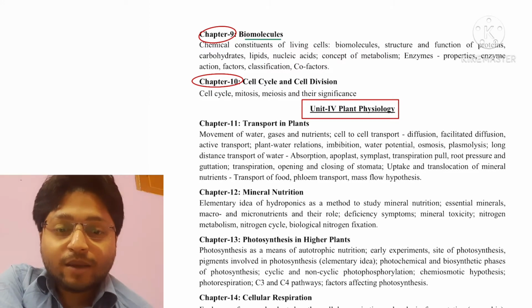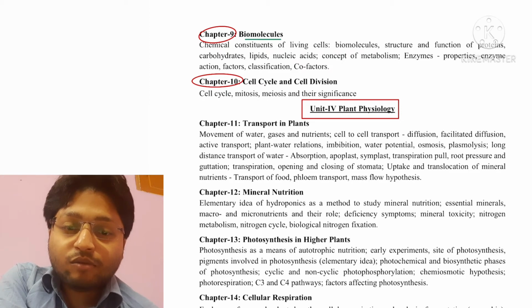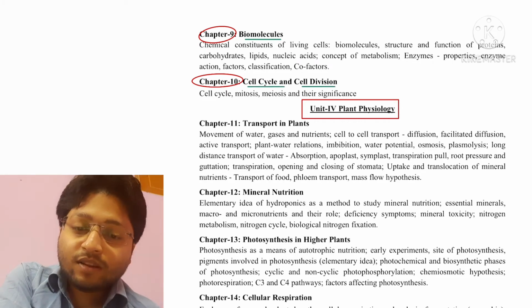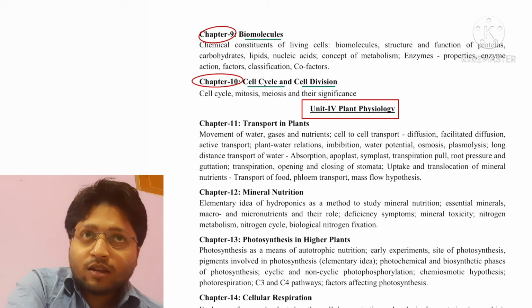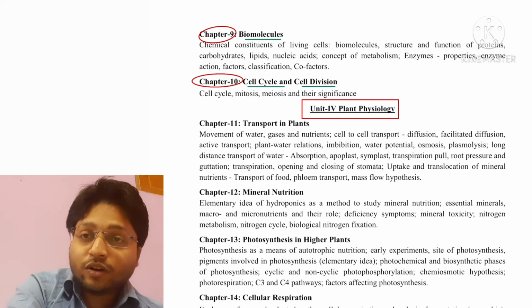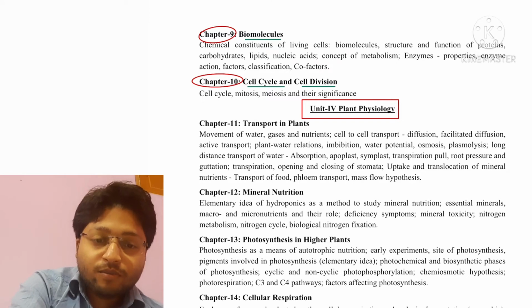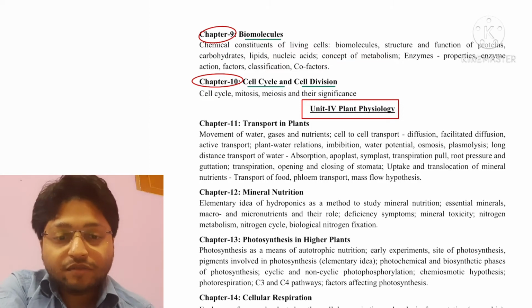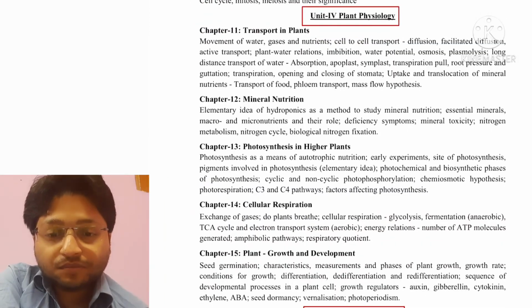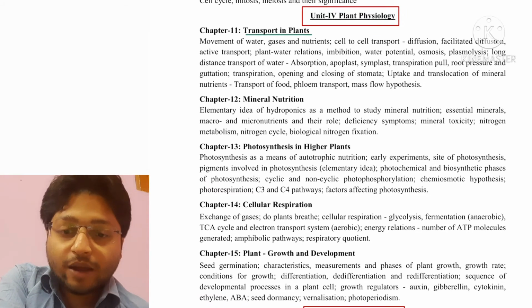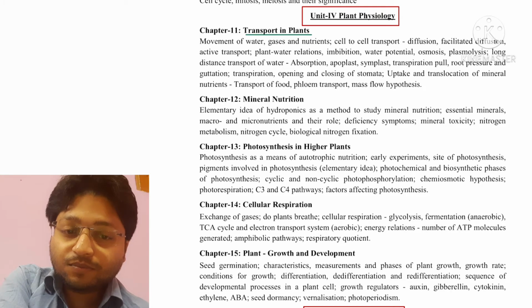So in this chapter we will discuss these topics. Next, cell cycle and cell division. Next we will come to the physiology. Okay, in unit 4 plant physiology and unit 5 human physiology. In plant physiology you will cover the transport in plants. Okay, chapter 11, transport in plants.